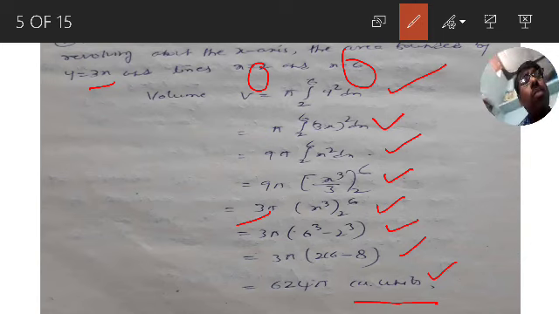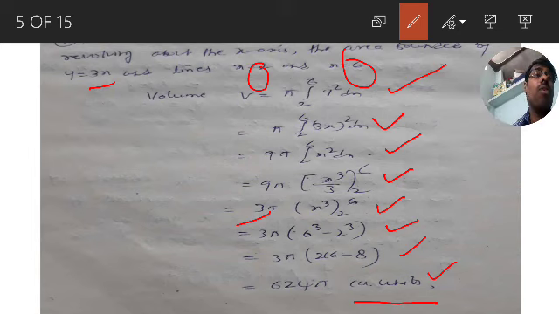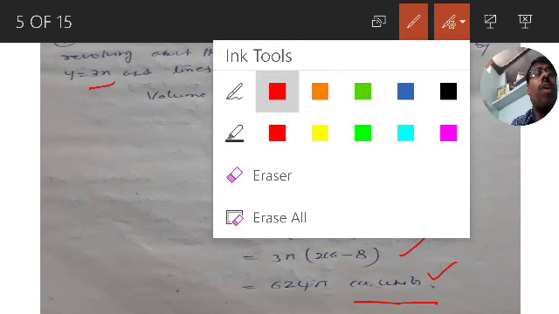Why cubic units? Because we are calculating volume. That's why we have to write cubic units. Are you getting, guys? So this is my second problem, a very easy problem.